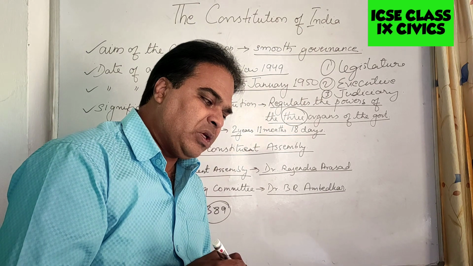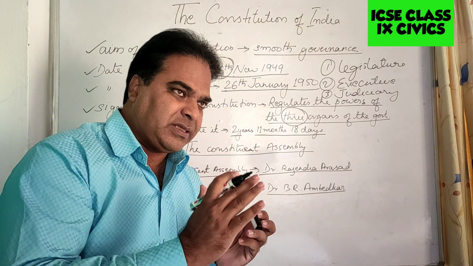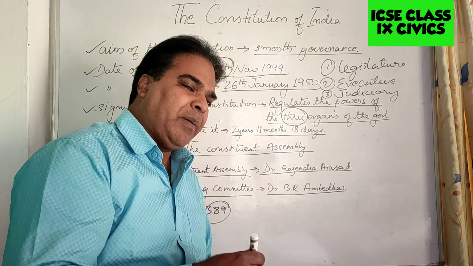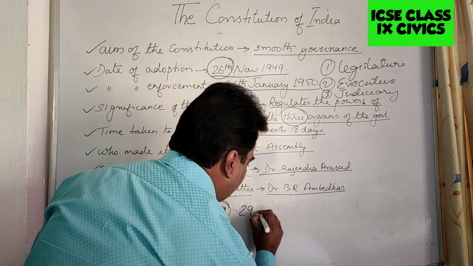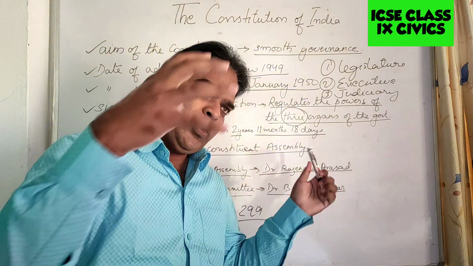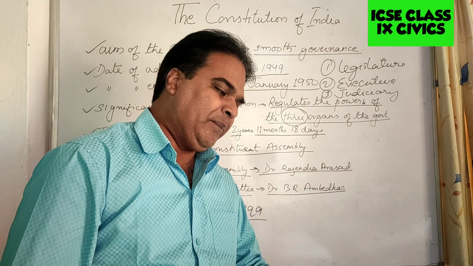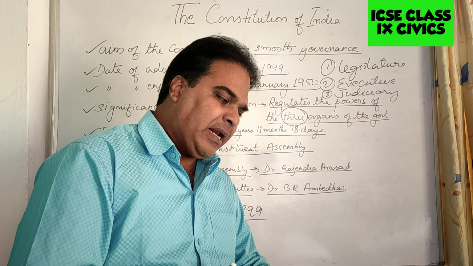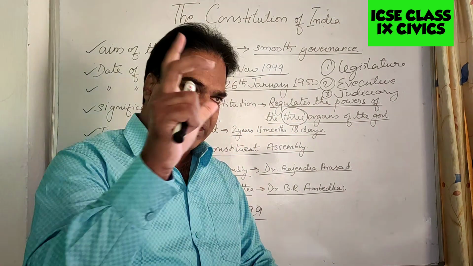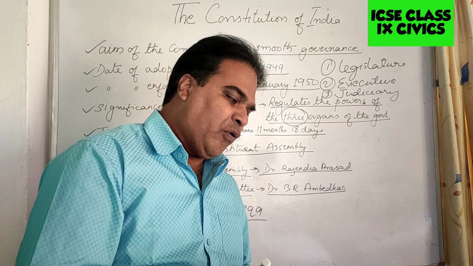389 members. So after the partition, when Pakistan was given to Muslims, then the membership was reduced to 299. So the original members included Hindus, Muslims, everyone. So it was 389. Out of 389, 292 from provinces and 93 from Indian native states. Different 11 provinces were there, no? And then 93 from native states and 4 from chief commissioner.